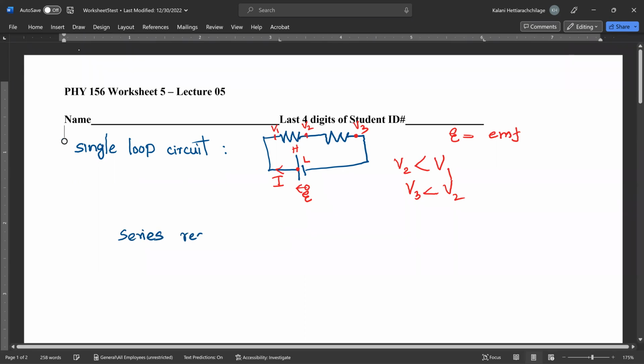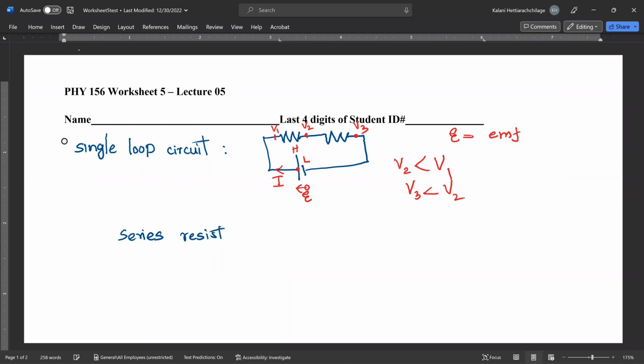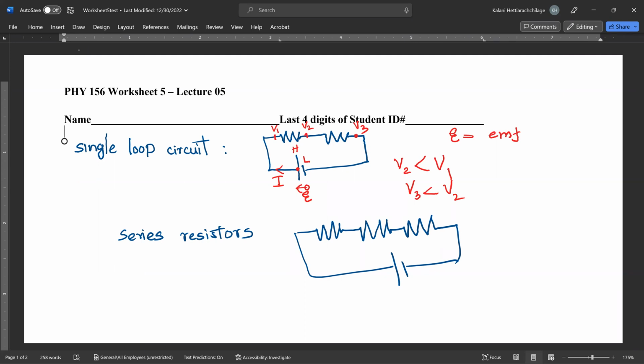So I think it's very important because when you come to the complex circuits, you need to make sure that you really understand what series and parallel are. Parallel will be talked about in lecture number 6, but series resistors: series means in a single loop, you cannot connect them in parallel. If you connect resistors one by one like this, connected in a loop, whatever loop you have, we call them series resistors.